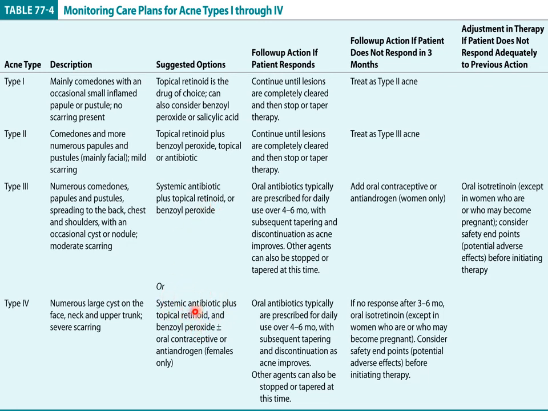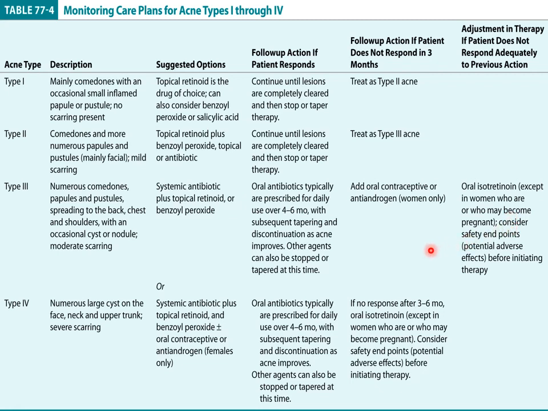And then if that's still not really working, this is where you start to consider things like oral isotretinoin. So for instance, you can see it's back here, oral isotretinoin, except for those women who may or may not become pregnant. Again, you have that iPledge system that helps with that. Anyway, again, it's a stepwise approach.